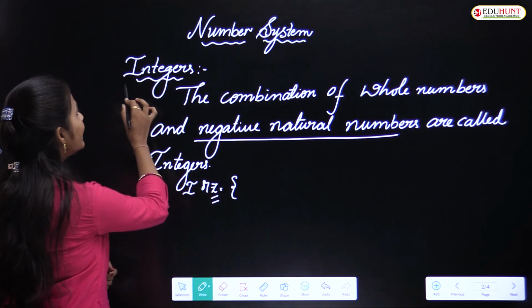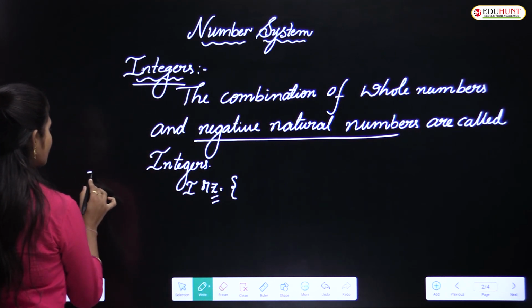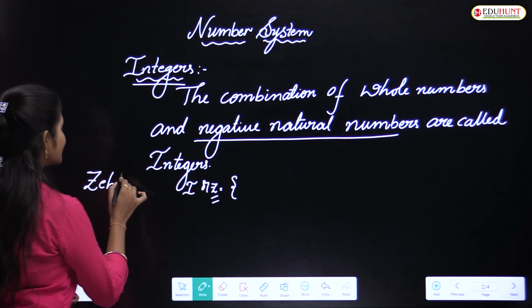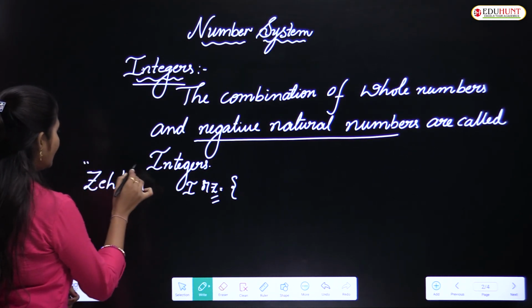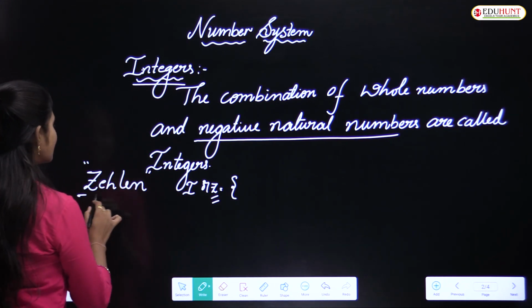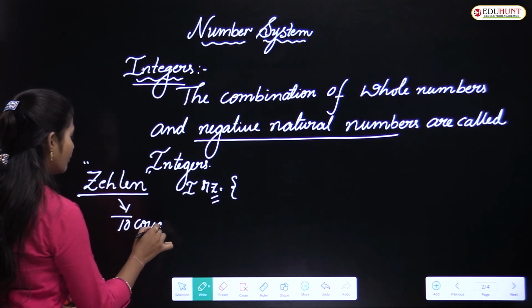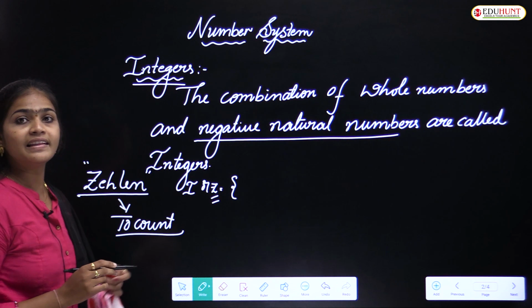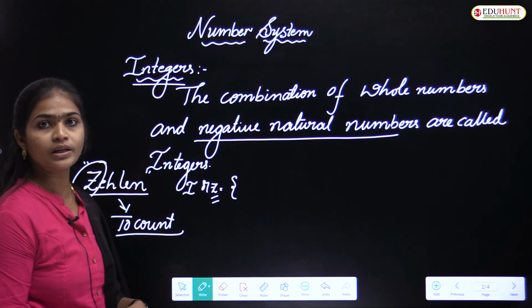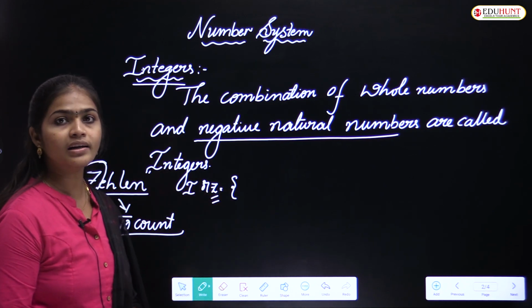Why Z? Because the word integers came from the German word Zahlen, which means to count. That's why integers are represented with the letter Z or I.